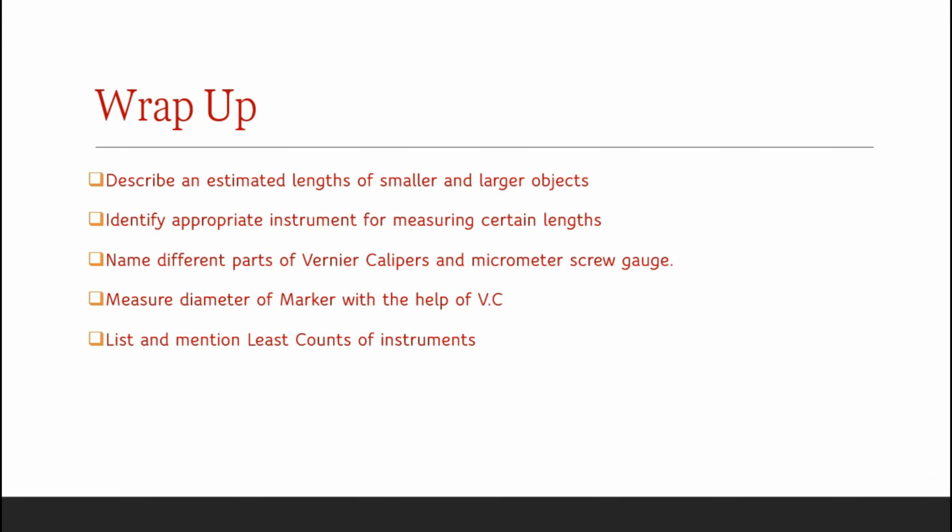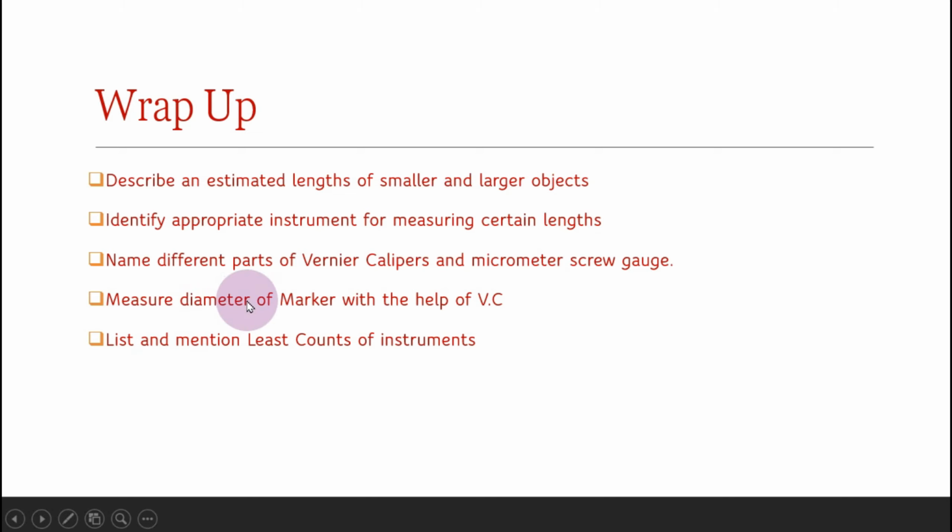Now let's wrap up what we have learned. Initially, we discussed lengths, smaller and larger, like the diameter of the nucleus and the radius of the earth. Then we identified instruments for measuring smaller and larger lengths. For smaller lengths, like the diameter of a thin wire such as copper wire, we use a screw gauge. For the diameter of the marker, we used a vernier caliper, for the length of the table we use a meter rod, and for the length of the room we use measuring tape.